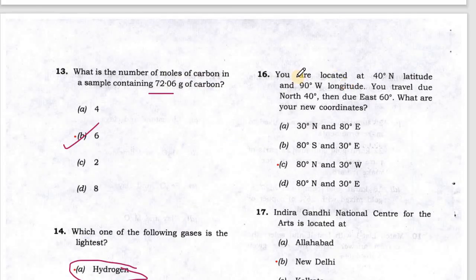Next, they are saying that you are located at 40-degree latitude. This question is a little bit tricky in language, maybe if you do not read carefully. They are asking that you are already at 40-degree latitude and you are going a further 40 degrees, so you travel due north. There is a language mismatch, so you can travel a further 40 degrees. So now you are at 80-degree north, and then you move 60-degree east. So you are already west, and you move east. So 90 minus 60 will be 30, and 40 plus 40 equals 80. So C will be the answer.